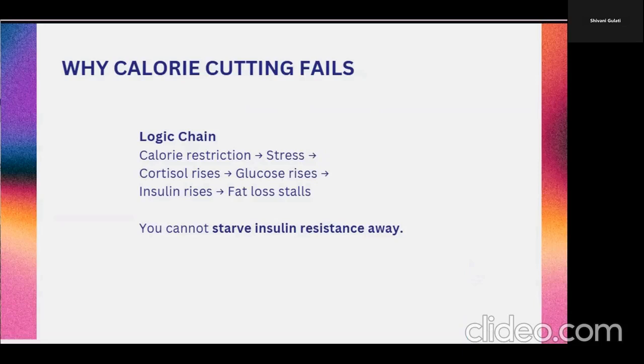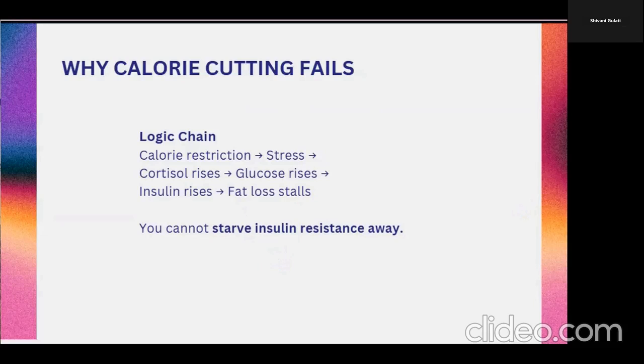So higher cortisol signals the liver to release more glucose, to keep the brain supplied with a steady supply. And once the glucose rises, the insulin rises to control it. So when insulin is elevated, the fat burning is blocked, causing the fat loss to stay at a halt, no matter how restricted your diet was, no matter how many efforts you are putting. So the issue here is not just the calories, it is the hormonal response to stress and restrictions.